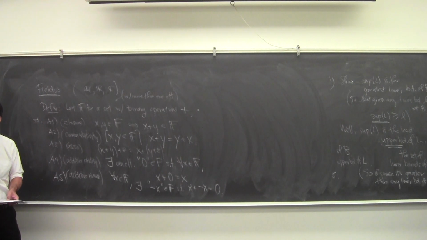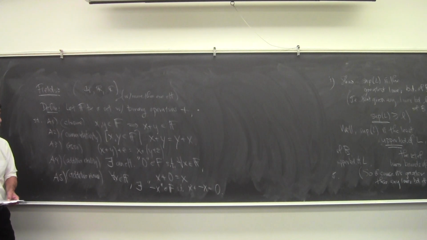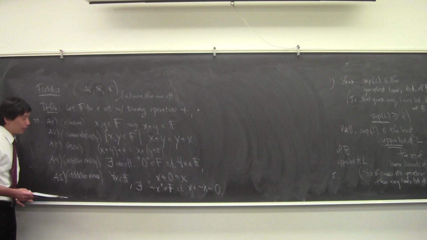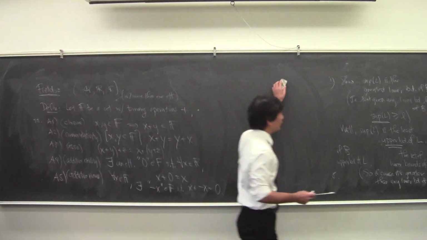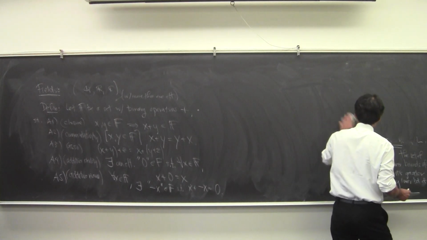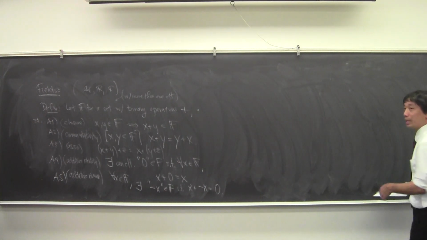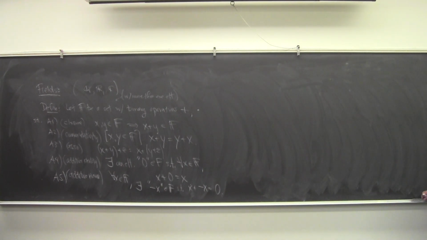Greg asks: should the 0 and the additive inverse, like minus x, be unique or different? We don't have to specify it. It's actually a consequence that those will be unique. These definitions are kind of as spare as possible. We don't specify any more than we need to. Some things will happen as consequences.